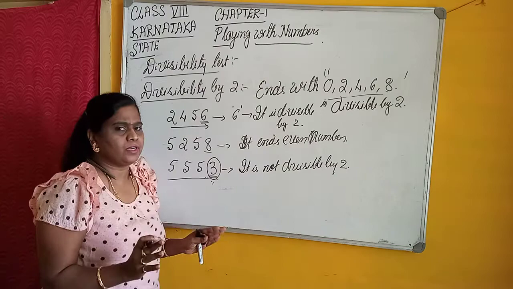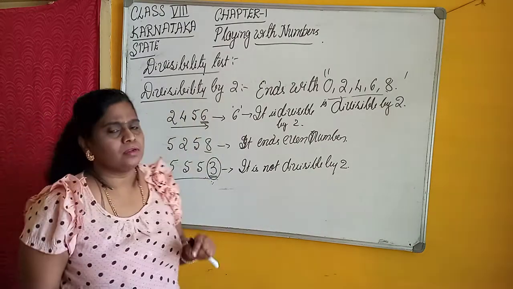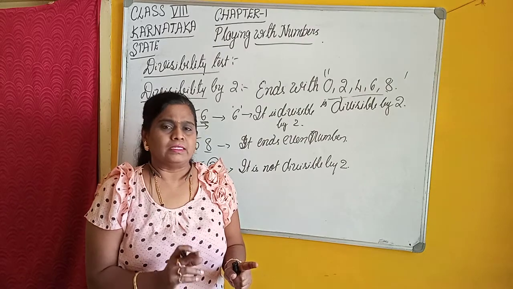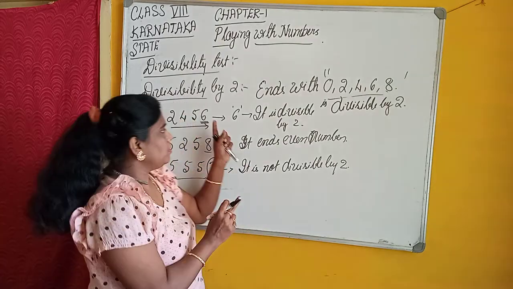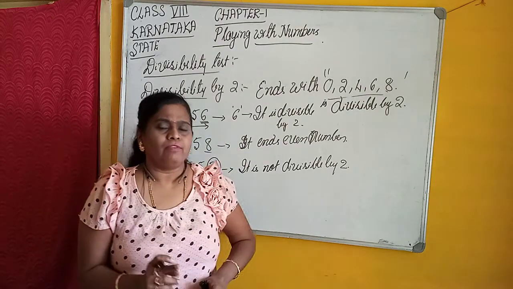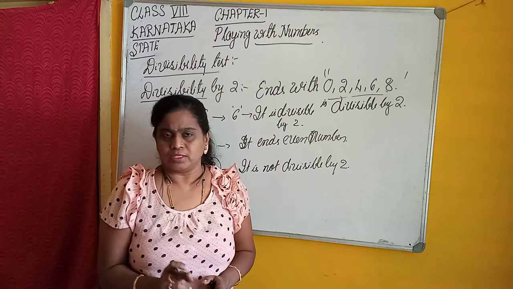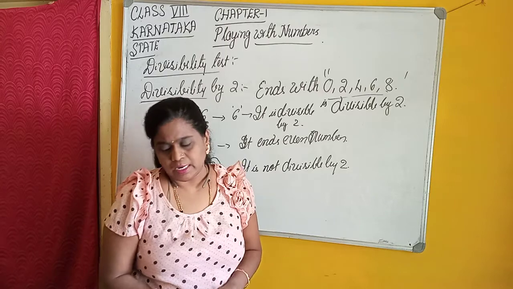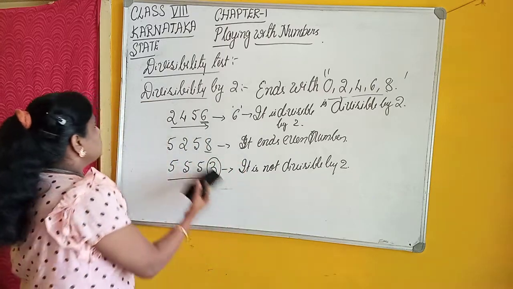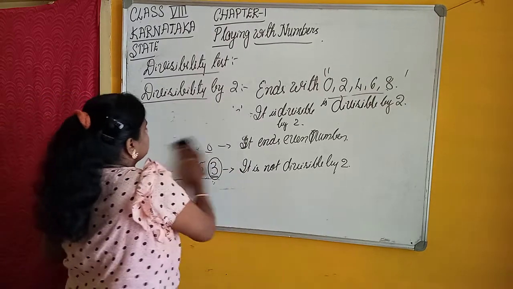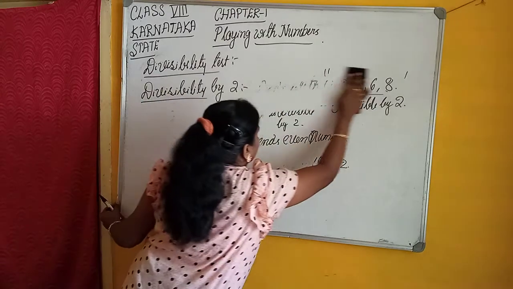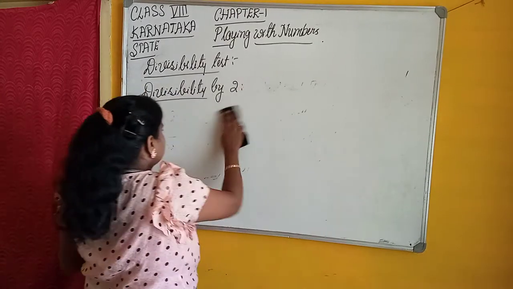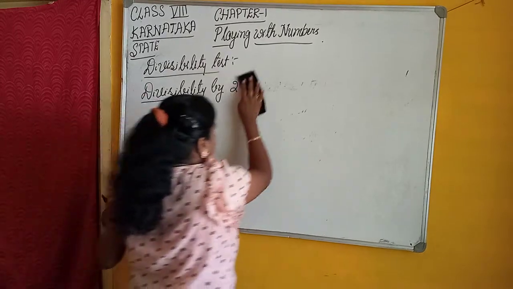Okay, understood, students? For divisibility by 2, a number is divisible by 2 if and only if it ends with 0, 2, 4, 6, 8. Understood? Let us move on to the next divisibility test, that is divisibility by 4. It is a test for whether a number is divisible by 4 or not.